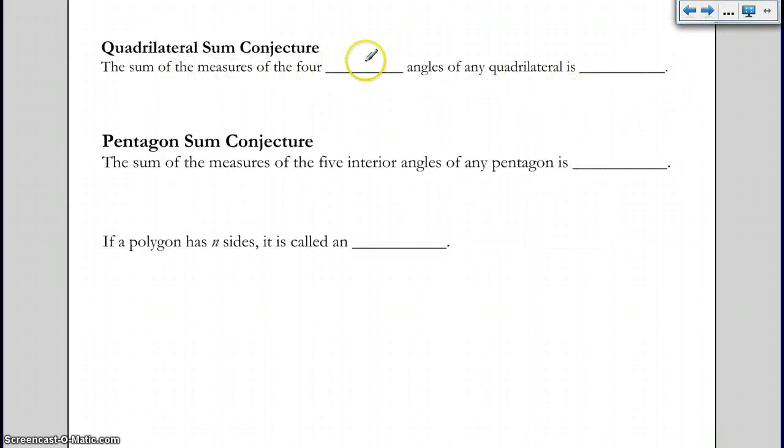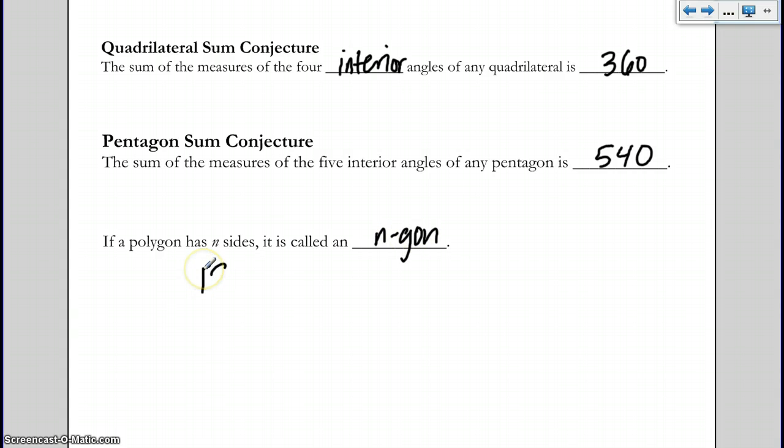The sum of the measures of the 4 interior angles of any quadrilateral is 360. The sum of the measures of the 5 interior angles of any pentagon is 540. If a polygon has n sides, it's called an n-gon. So for instance, if I have a 13-sided figure, then I call it a 13-gon.